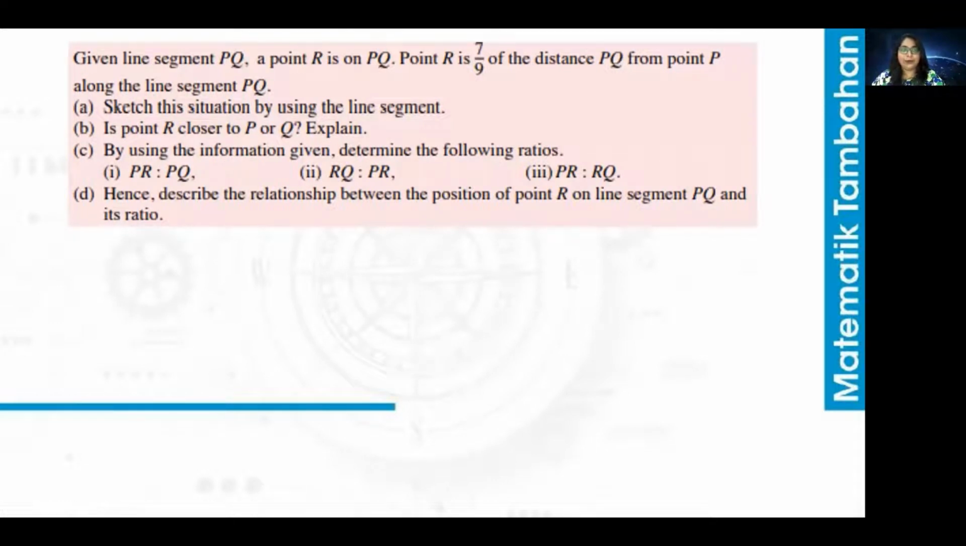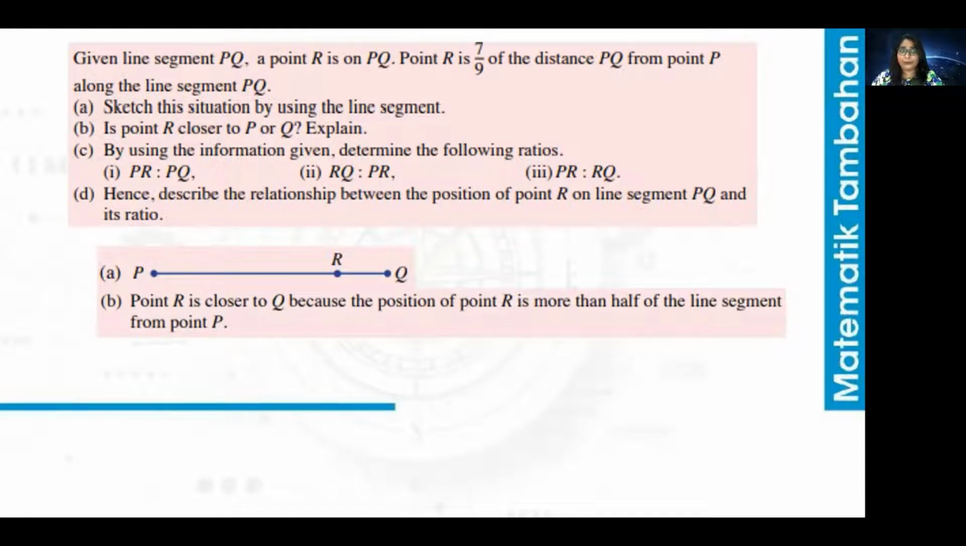Given line segment PQ, a point R is on PQ. Point R is 7/9 of the distance PQ from point P along the line segment PQ. A, sketch this situation by using the line segment. So we have line segment PQ and point R is placed on the line segment. Is point R closer to P or Q? We know that point R has to be closer to point Q simply because point R is more than half of the line segment from point P. The distance of point R is more than half. How do we know this? Because from the question, we know that point R is 7/9 of the distance PQ from point P.